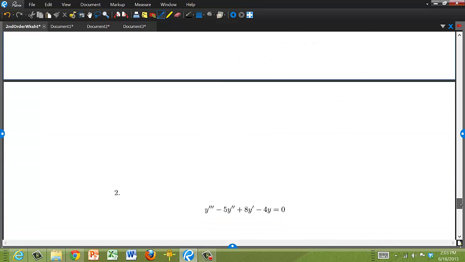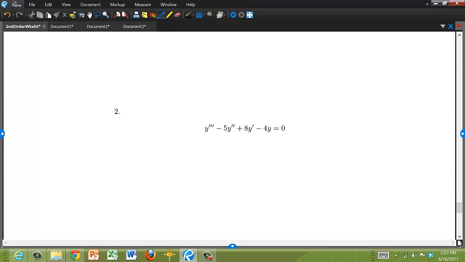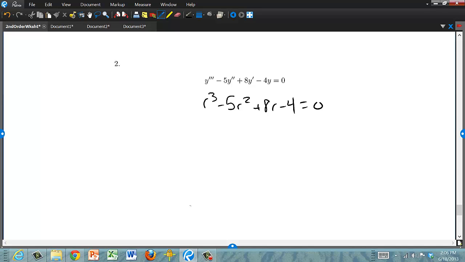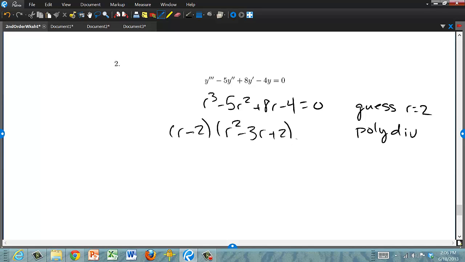All right, so let's go on and we'll try another problem. Here we've got a third order differential equation. We'll write down the characteristic equation again. It's r cubed minus 5r squared plus 8r minus 4. If we just go ahead and guess, we can see that 2 is a root to this equation. And if we do polynomial division, we can see that the left-hand side is really (r minus 2) times (r squared minus 3r plus 2).